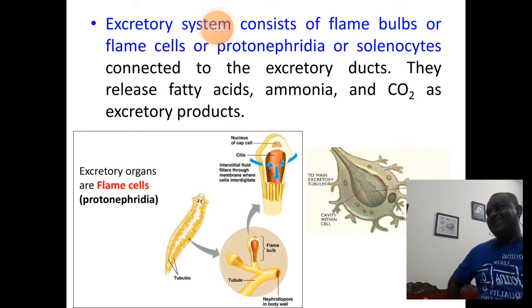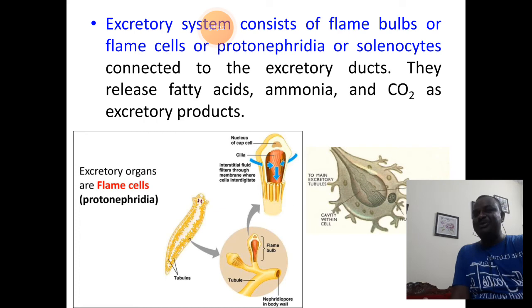So this is a very special system that you find in the organisms of flatworms. Students, remember which are the excretory units for the excretory process in flatworms? It is the flame cells or solenocytes or protonephridia.